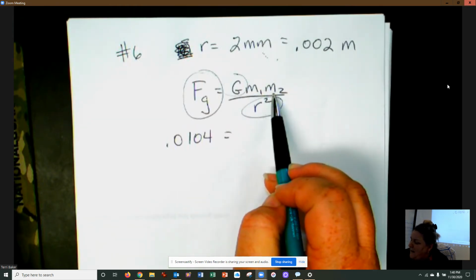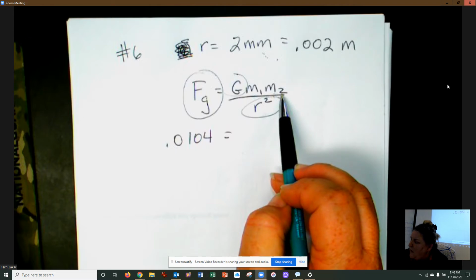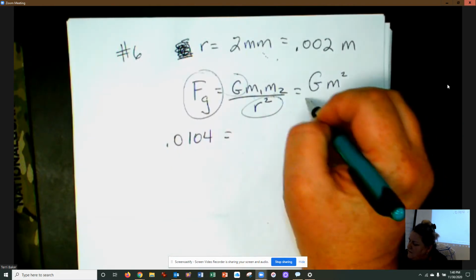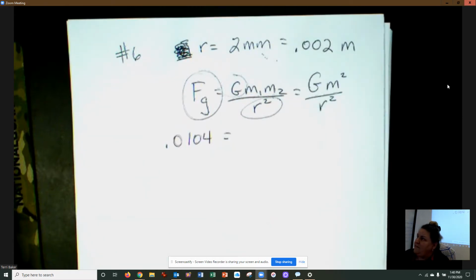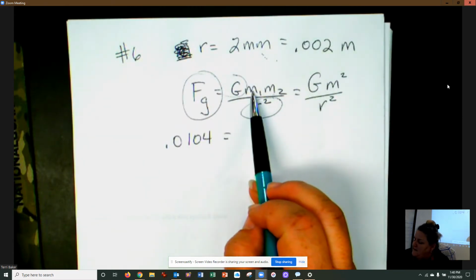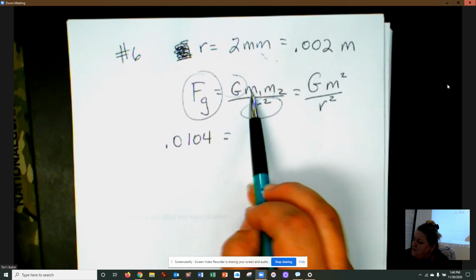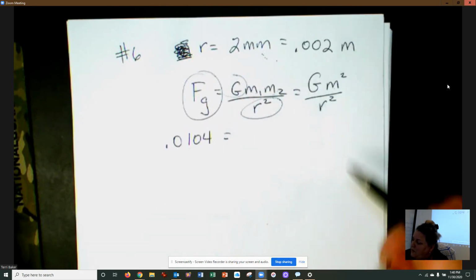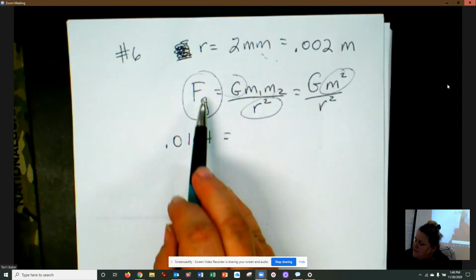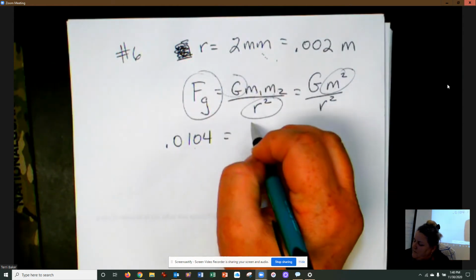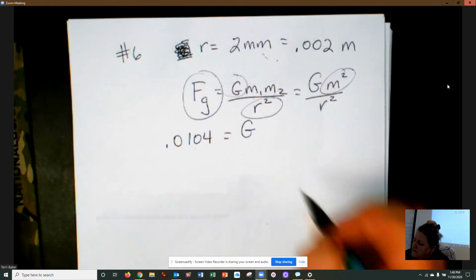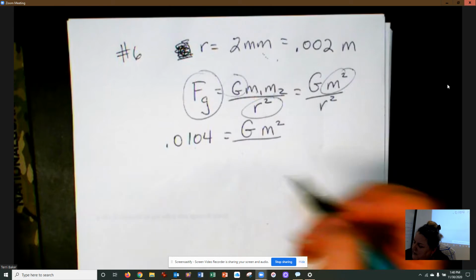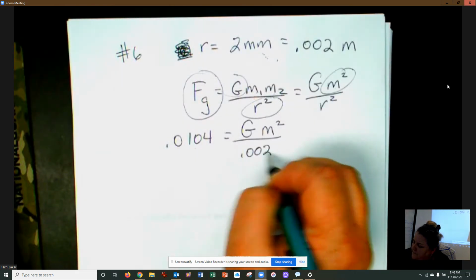In this case, these two masses are equal. So another way we could have written this is, since these two are equal, mass 1 times mass 2 is the same as saying mass squared. And we're going to solve for mass. So it gives us Fg. We know what big G is. We're going to solve for the mass. And we know the distance between them.